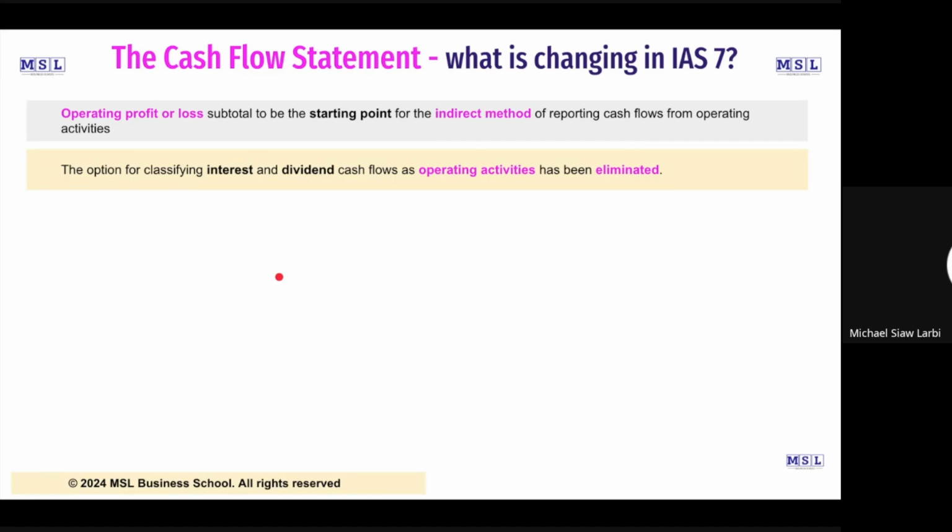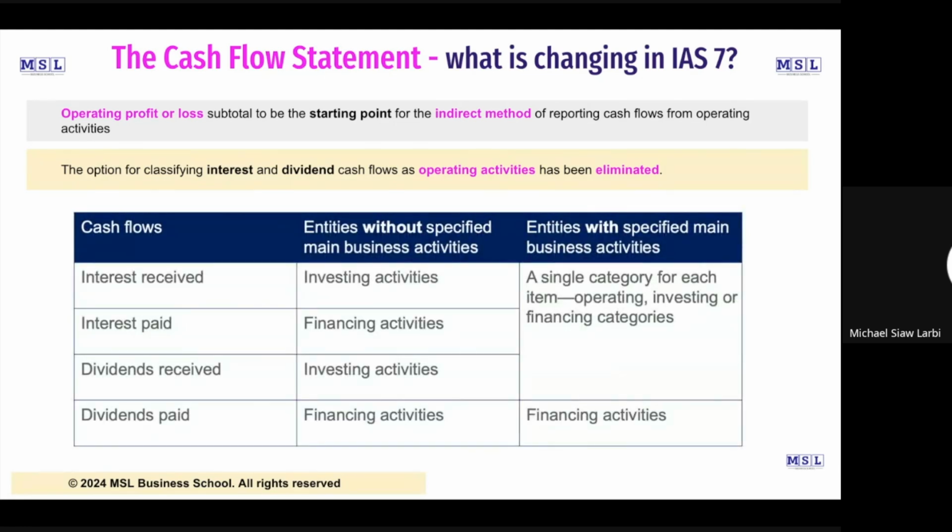The option where you could classify interest and dividend cash flow as either operating activity or whatever you wanted has been eliminated. This is something that IAS 7 has had for a number of years that US GAAP did not have, but now we are having a strict treatment. Interest and dividend cash flows, you can't make them operating activities. So let me summarize it for you.